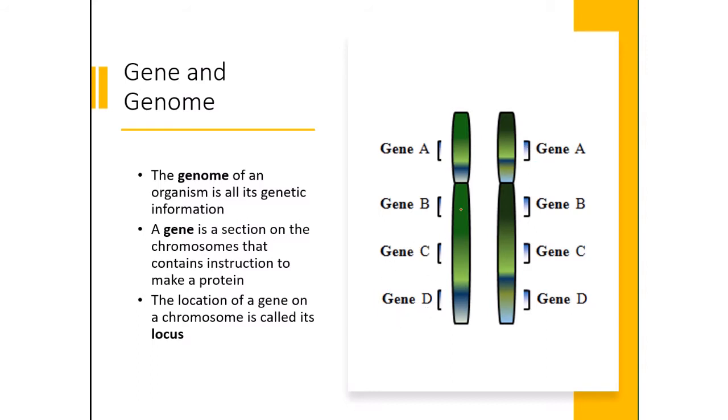And you would have 2 copies of these genes for each chromosome, because you would have 1 chromosome inherited from each parent. So this is the paternal chromosome. This would be the maternal chromosome. The location of a gene on the chromosome is called a locus. So think of the genome as like the entire textbook, or like a cookbook. A gene would be a section in the cookbook that tells you how to make a chocolate cake. And the locus would be the page number that you can find the recipe on.